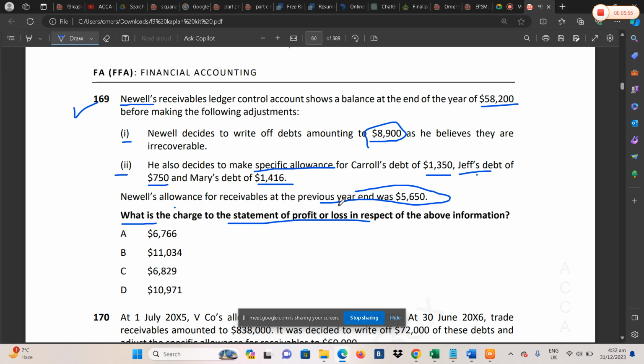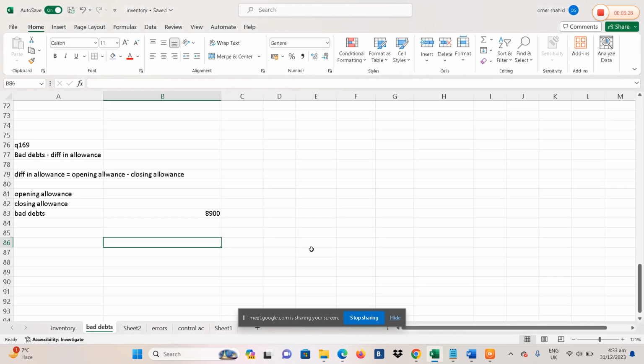So it is always like that: if the allowance at the previous year end was 5650, for this year it is going to be the opening allowance of 5650. Because it was the closing allowance at the end of the previous year, for this year at the start it is the opening allowance. So 5650 is our opening allowance. That's how we identify it. So first of all we write here opening allowance is 5650.